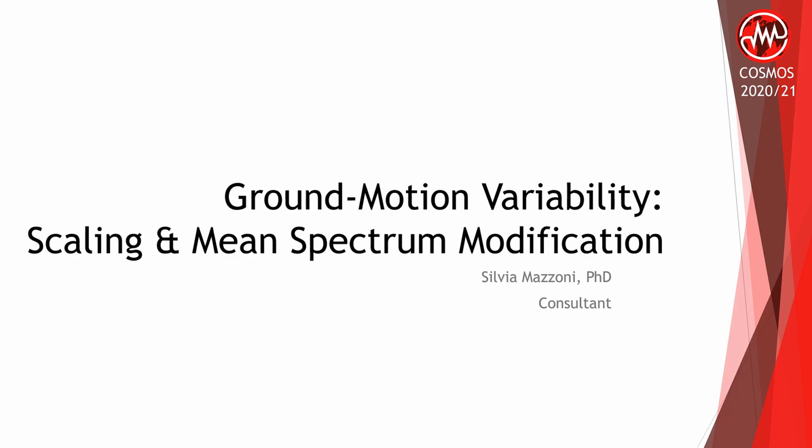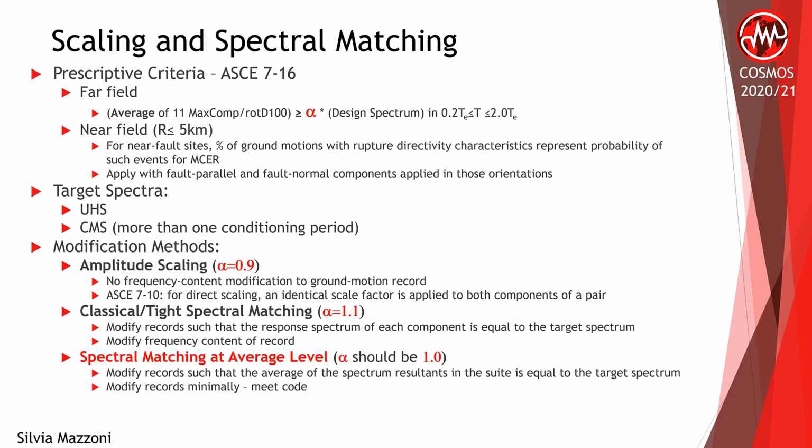I'm going to talk about ground motion variability in terms of scaling and mean spectrum modification. The first thing you've got to do is look at your prescriptive criteria. What are you working with? I'm going to focus on the very latest, which is ASCE 7-16.